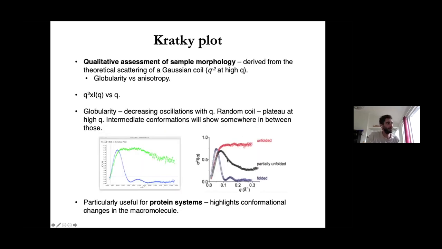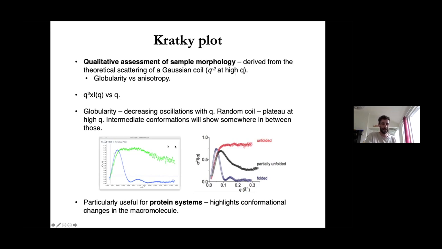Then we have the Kratky plot, which is derived from Porod's law. Porod realized that this Q to the minus four dependence applied to well-defined interfaces, and this was generalized. A random coil, a Gaussian coil, will have a Q to the minus two dependence at high Q. So if we multiply I of Q by Q squared and we have a Gaussian coil, we'll have a plateau at high Q.